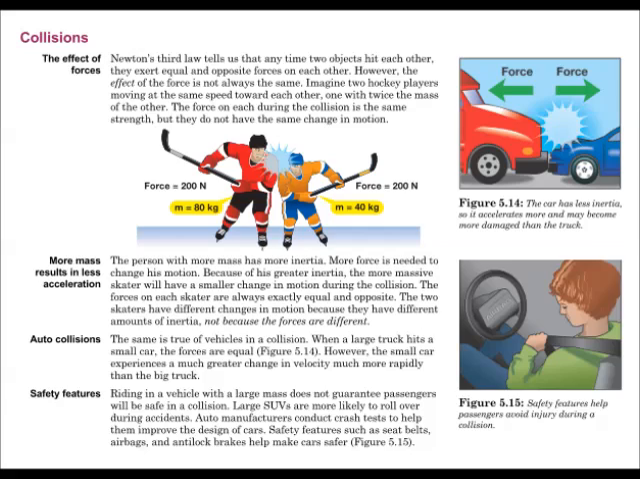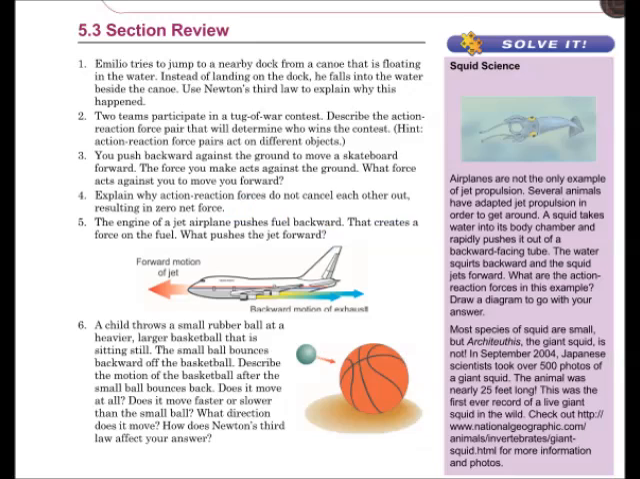different. The same is true of vehicles in a collision. When a large truck hits a small car, the forces are equal, figure 5.14. However, the small car experiences a much greater change in velocity much more rapidly than the big truck. Riding in a vehicle with a large mass does not guarantee passengers will be safe in a collision. Large SUVs are more likely to roll over during accidents. Auto manufacturers conduct crash tests to help them improve the design of cars. Safety features such as seatbelts, airbags, and anti-lock brakes help make cars safer. See Figure 5.15 here and answer these questions.